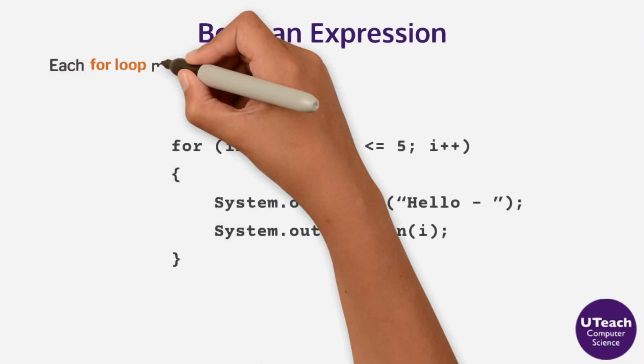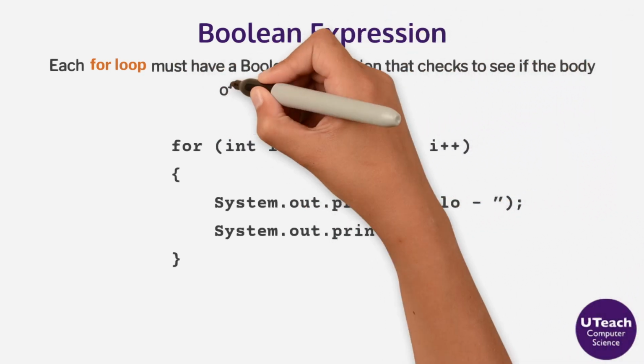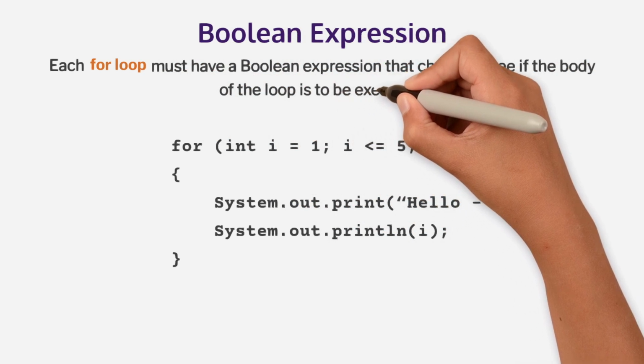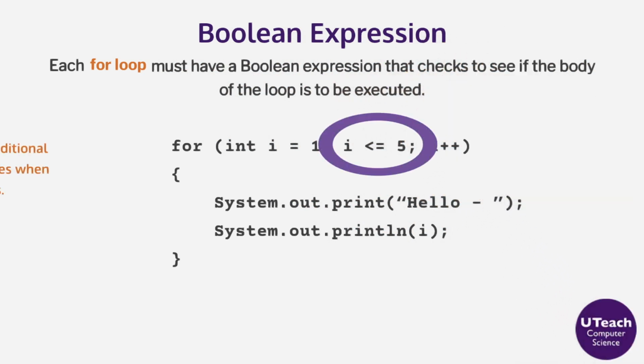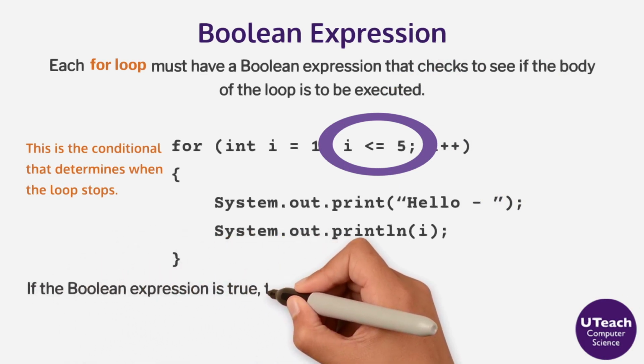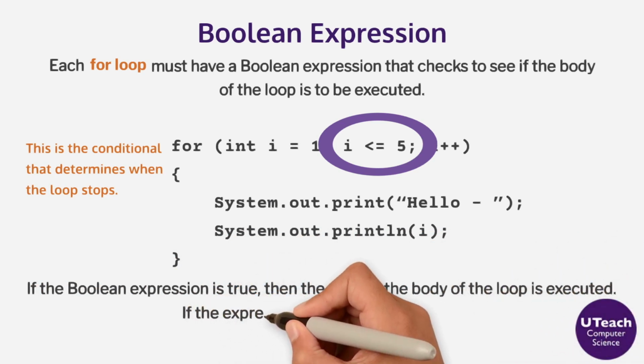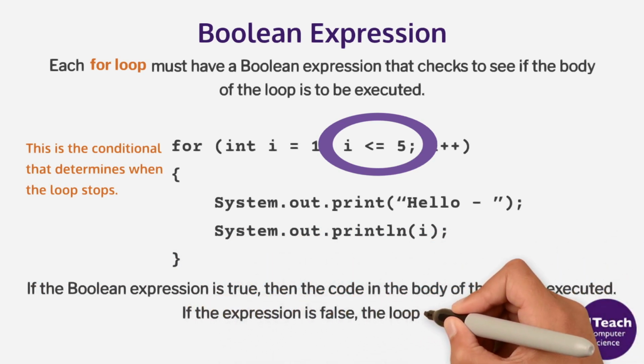Each for loop must have a Boolean expression that checks to see if the body of the loop is to be executed. This is a conditional that determines when the loop stops. If the Boolean expression is true, then the code in the body of the loop is executed. If the expression is false, the loop ends.